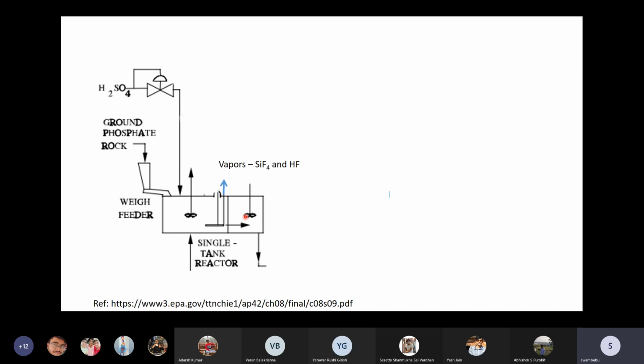These fluorides and sand can liberate a lot of vapors, that is SiF4 and HF. And the fluorides are always dangerous. These vapors, which form in the reactors, we cannot even vent to the atmosphere. So whatever vapors form, they will be sent to this vacuum flash cooler.